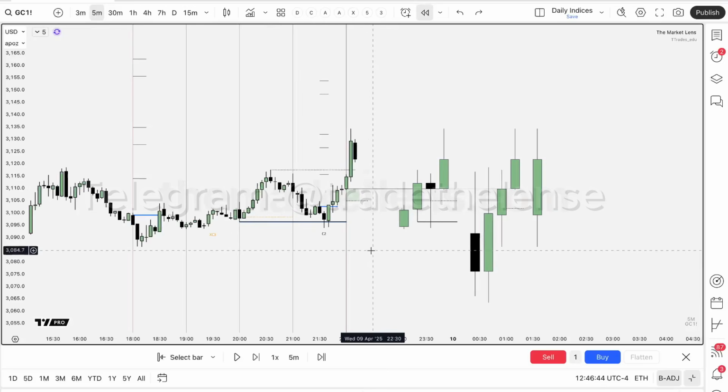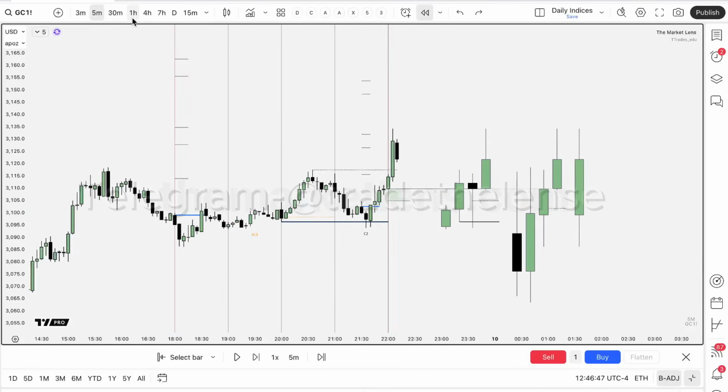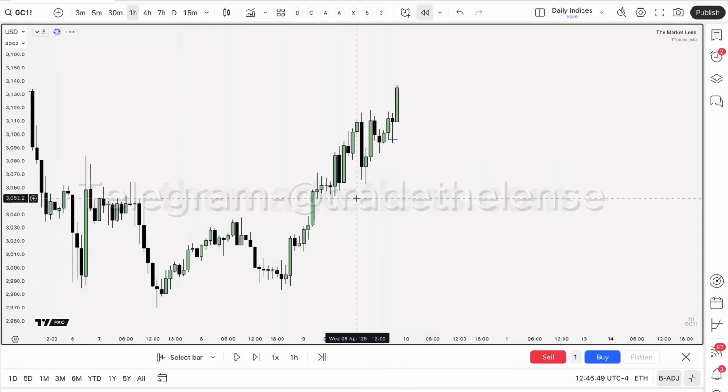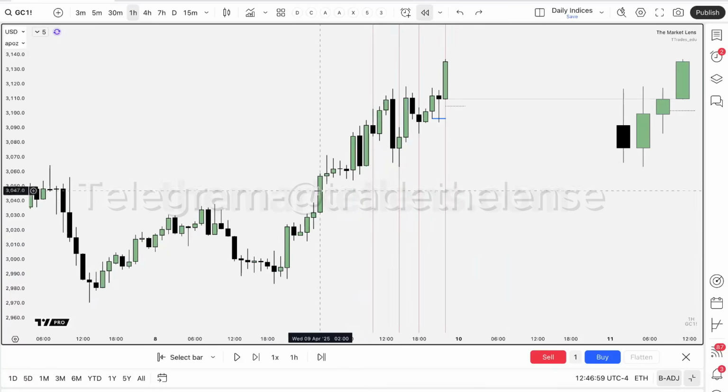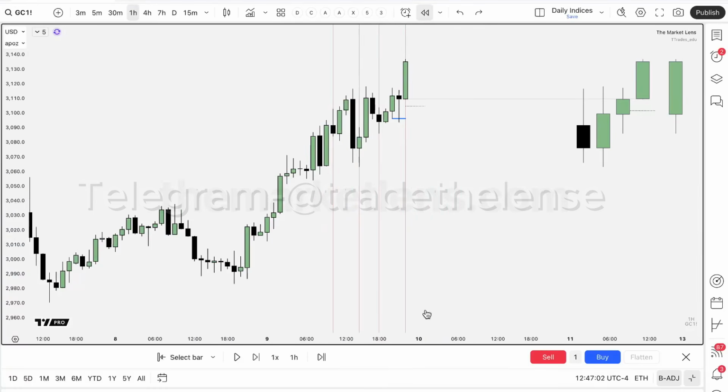What I mean by structure is, let's say, I generally like to do this on the hourly, but let's say here, we're just having big displacement candles, right? Versus on silver, it's just hanging around. Like gold is stronger, right? So it's mainly SMT and structure for me.